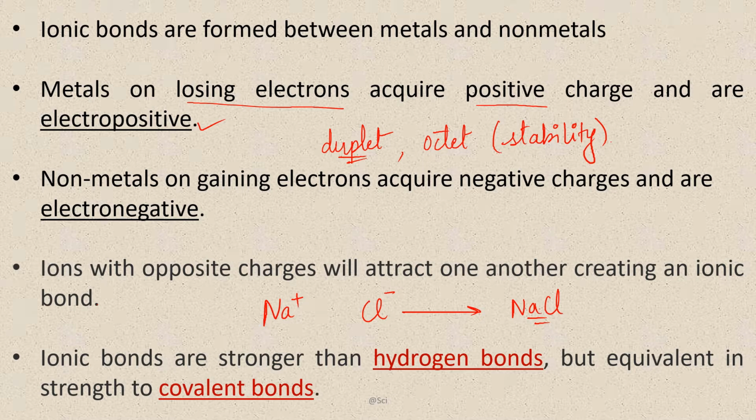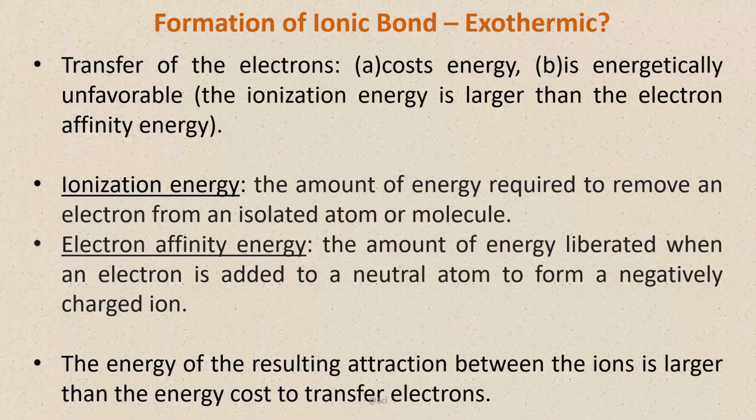Ionic bonds are also stronger than hydrogen bonds and equivalent in strength to covalent bonds. Both covalent bonds and ionic bonds are considered to be stronger bonds. Formation of an ionic bond: now, is it exothermic? See, transfer of electrons or acceptance of electrons for an atom does not come free of cost.